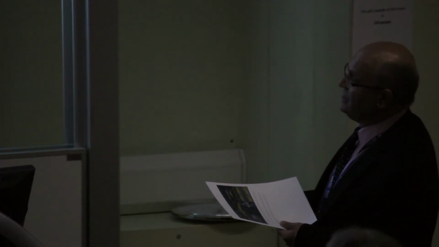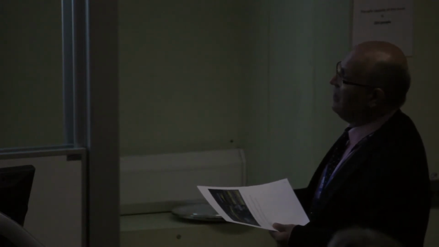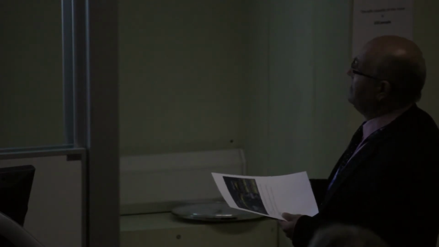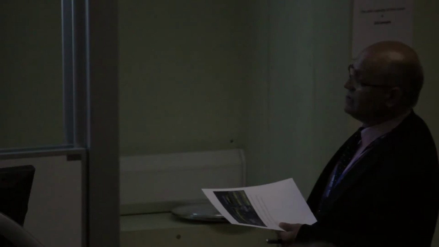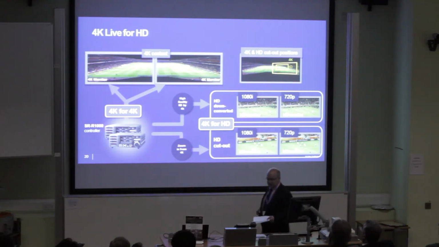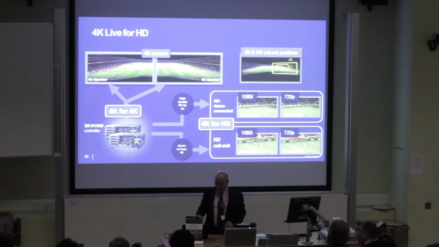So with these processing units, this SRR1000, you can get the raw data through them, and then you can either extract or down convert to 1080i or 72p. Or you can have HD cutout. So you have a big screen here, and you can then extract the scenes from a 4K content. A lot of opportunities for post-production or later in studio production.